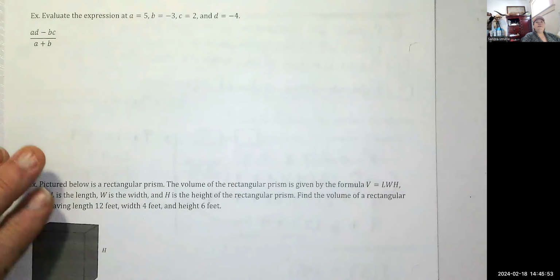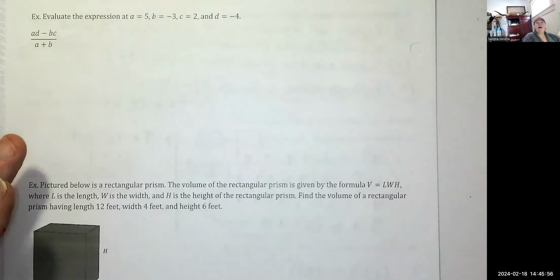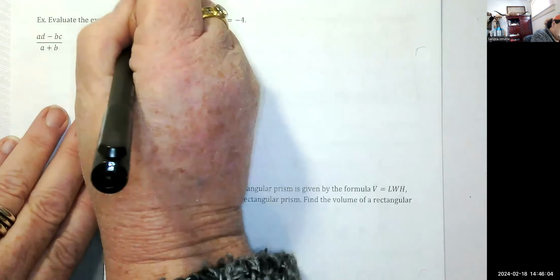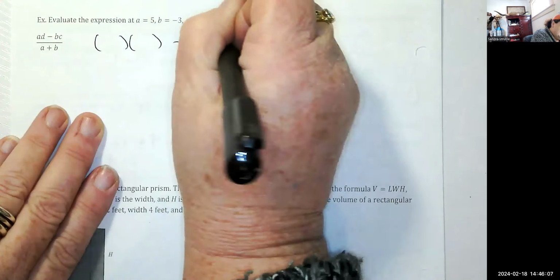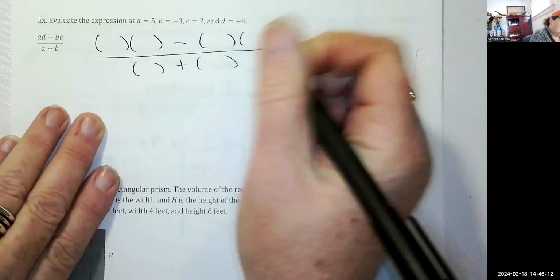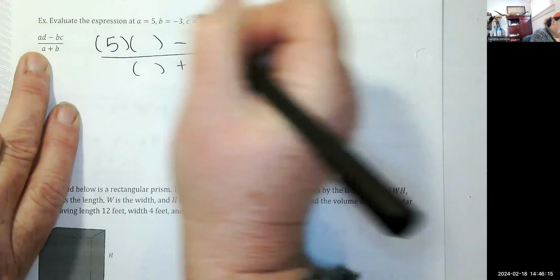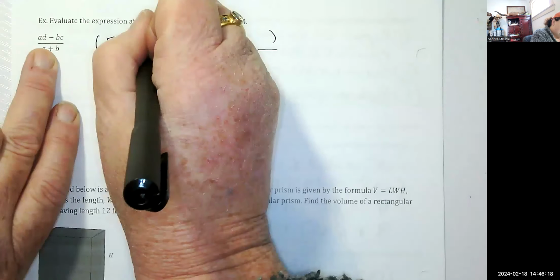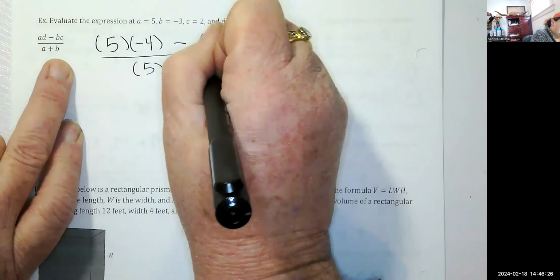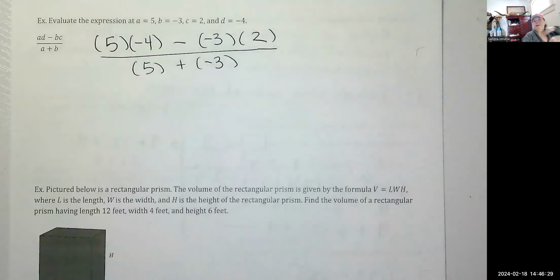All right. Evaluate the expression at A equals 5, B equals -3, C equals 2, and D equals -4. All right, so I'm going to put parentheses for these. So we've got A times D minus B times C over A plus B. All right, so A is 5, D is -4, B is -3, C is 2, A is 5, and B is -3. All right, I've got my numbers substituted in.